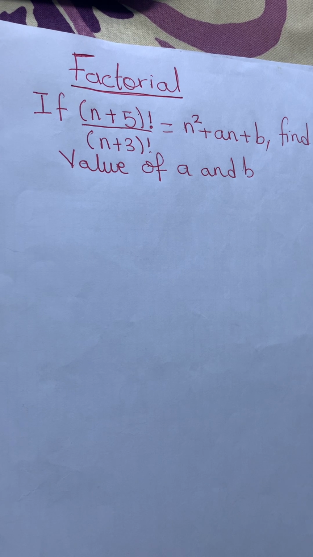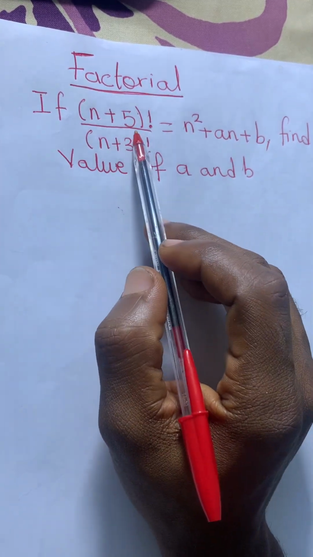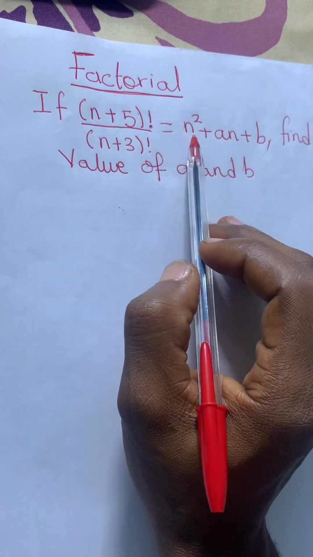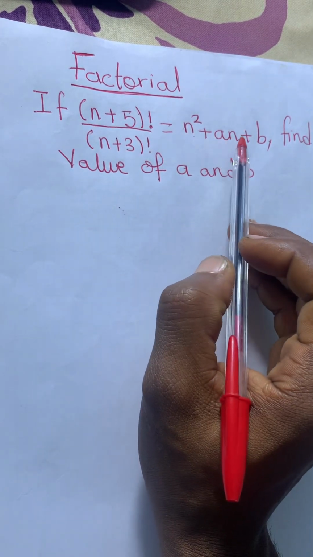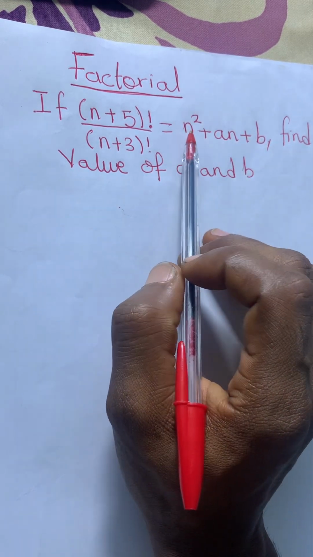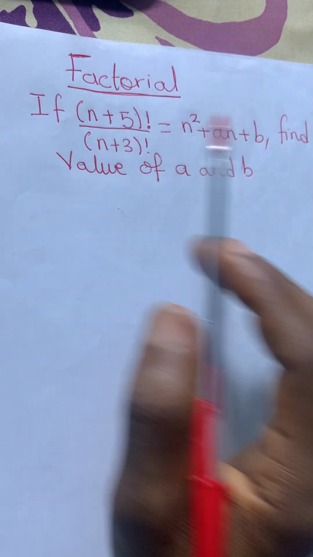Now, basically, when we study the question very well, we will need to focus on the left-hand side. After obtaining the answers for the left-hand side, then we compare to what we have on the right-hand side. If you study this one very well, this one is a quadratic polynomial with a degree of 2. So our focus should be here.